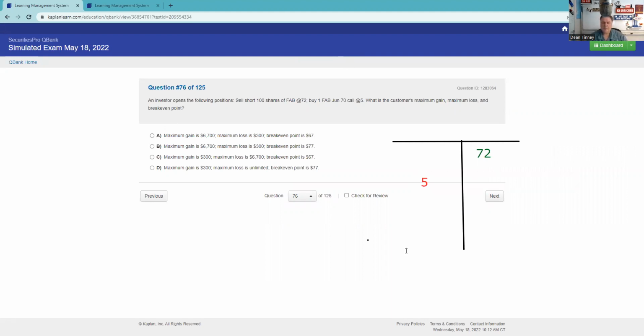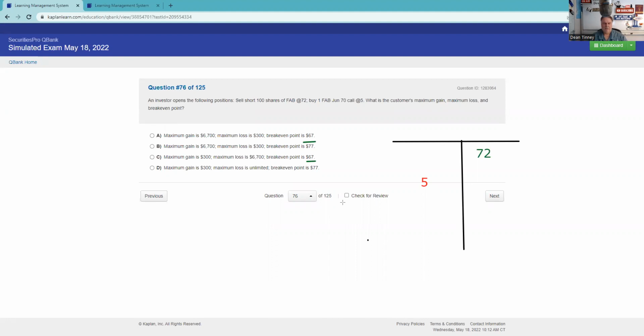When they offer you break evens, you can just plug it in and say, okay, what number makes the columns balance? If I sell short the stock at 72 and I buy it back at 67, indeed the columns would balance. I'll just show you that. So they're offering me 67 as a break even, and indeed that does make the columns balance. So that is certainly the break even. Now, the reason that's helpful is because now I know it's either this or this.